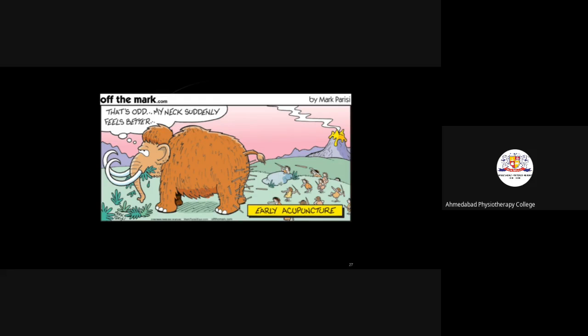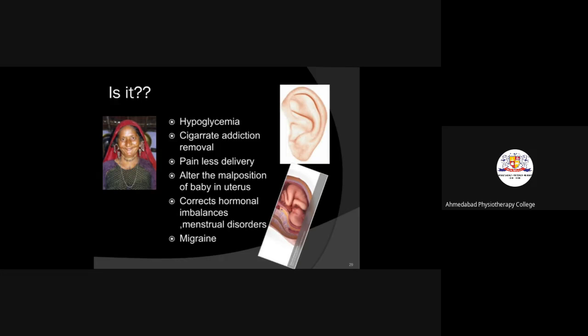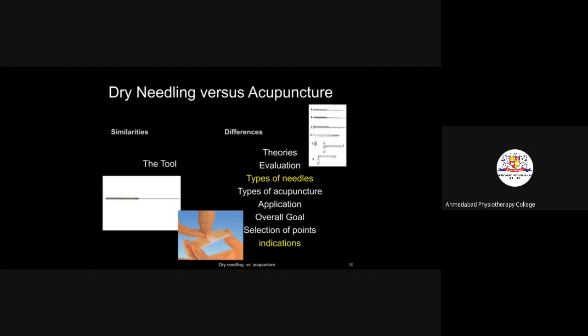We'll quickly see. See, acupuncture looks like this. That is, you hit the arrow somewhere and the patient is cured somewhere. For example, in this picture the elephant is getting an arrow in the legs, but his neck pain is getting cured. So acupuncture works like that. Apart from pain, acupuncture works on hypoglycemia, addiction removal, painless delivery, migraine, hormonal imbalances, and many more things. But dry needling mainly works on pain.